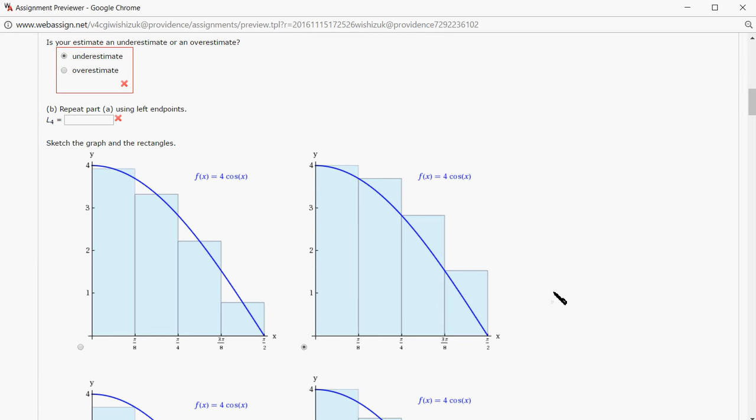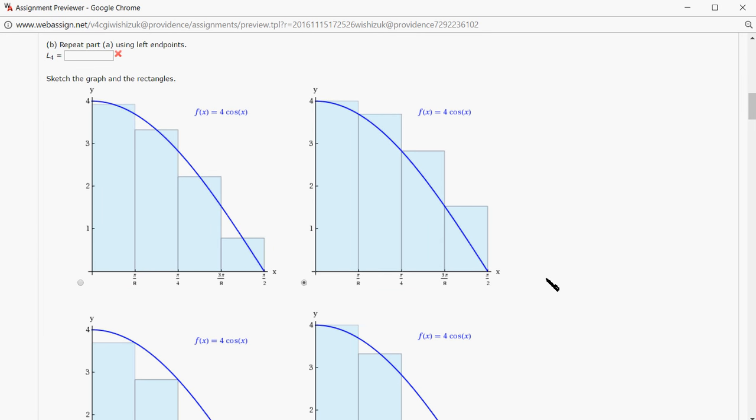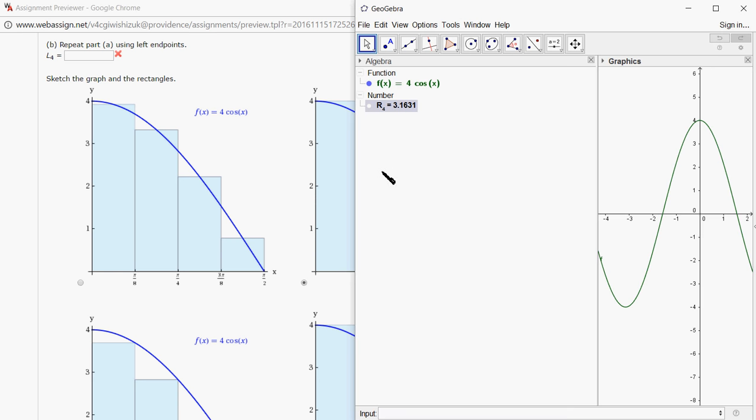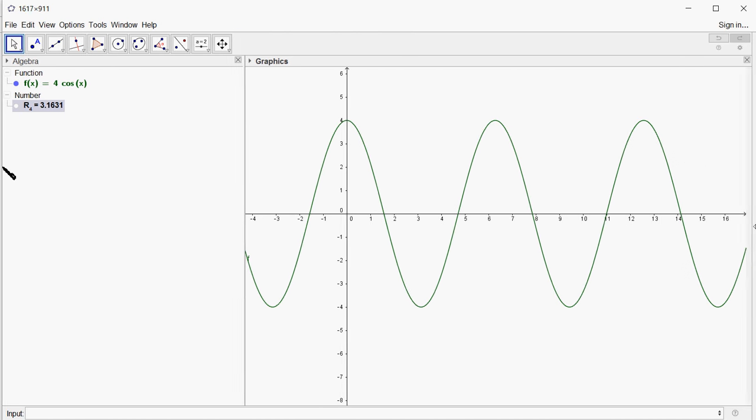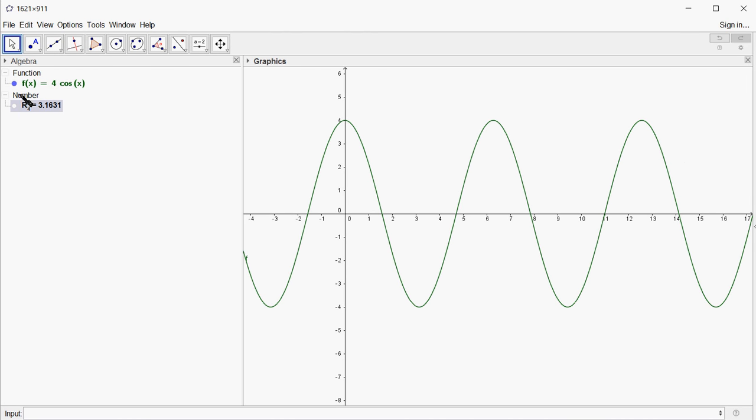All right, let's do part B. Repeat part A using left endpoints. GeoGebra actually has a left sum function, so I'm going to use that to get this. Here's GeoGebra, and I'm going to move this over.